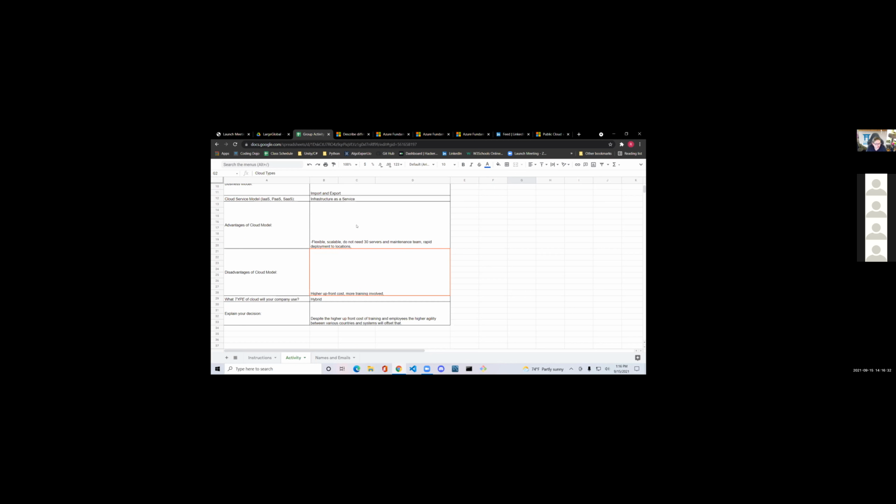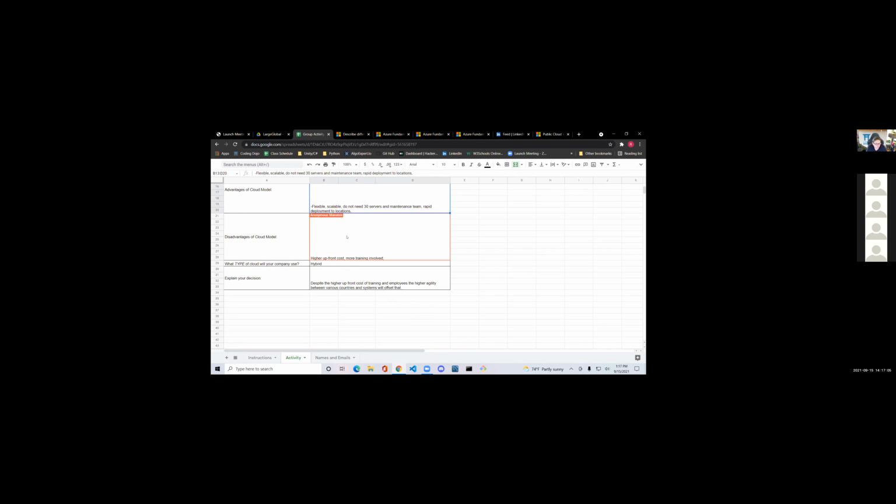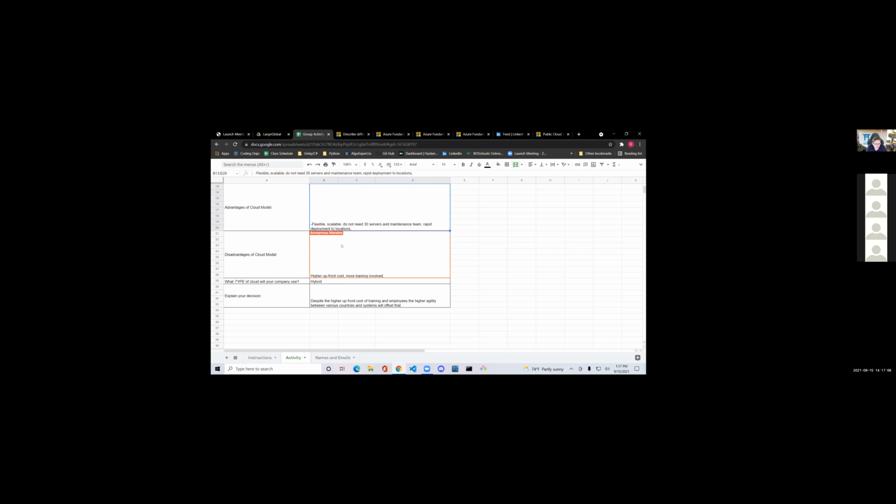For our size, we need the size, and then we don't need them to run our servers for us, as we have enough people to do that. It's going to be a disadvantage for us at the beginning, the higher upfront cost with more training involved. But infrastructure as a service gives us more flexibility. It's scalable. We don't need the servers, and we can do rapid deployment. We also have the advantage of still maintaining what we want with our information. The only disadvantage of infrastructure as a service that we saw was the higher upfront costs and more training involved initially.